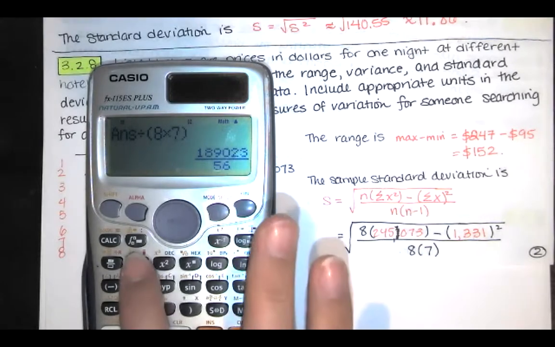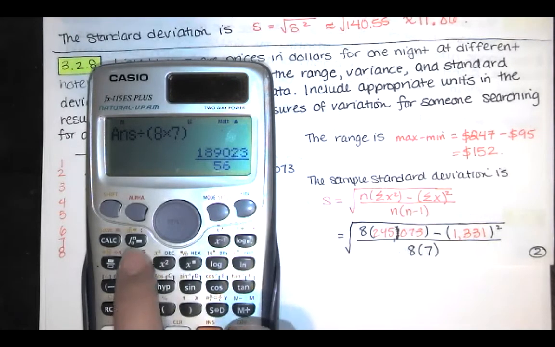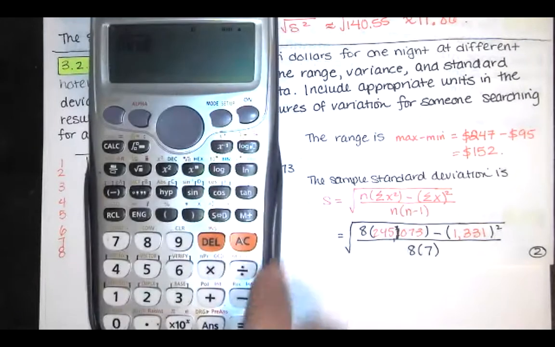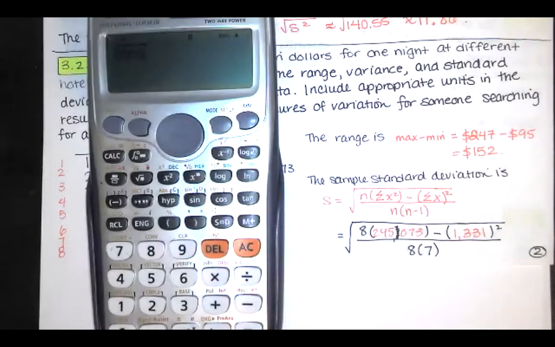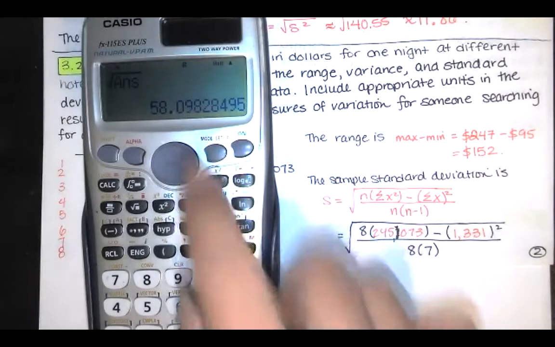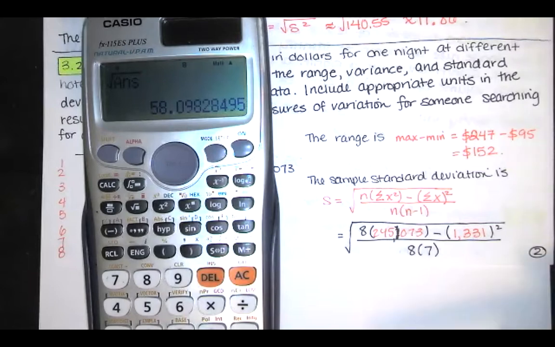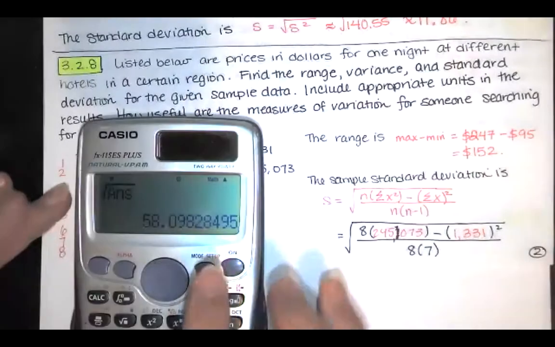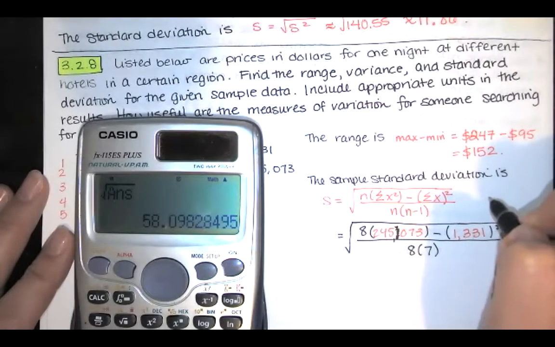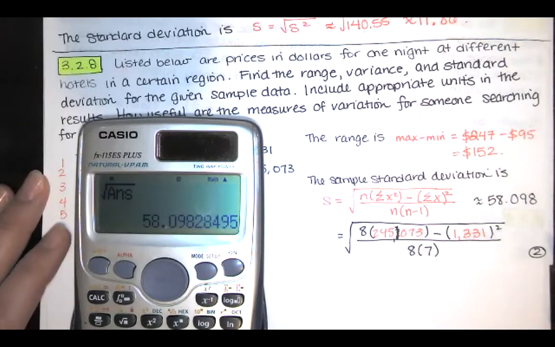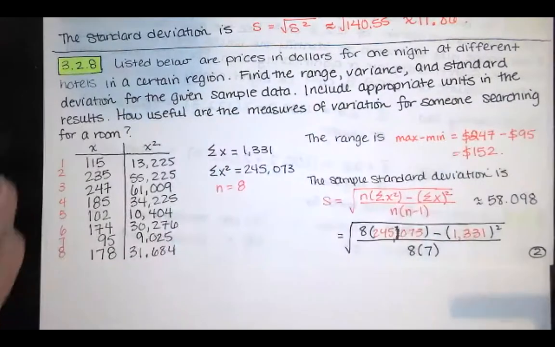It's giving me an exact answer. Then I just hit the square root button on my calculator. Square root of the answer. I've got an answer button down here. The square root of the answer is the sample standard deviation, which is approximately 58.098.